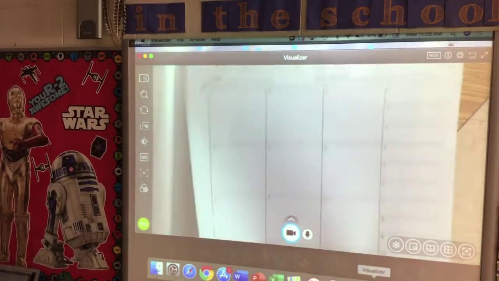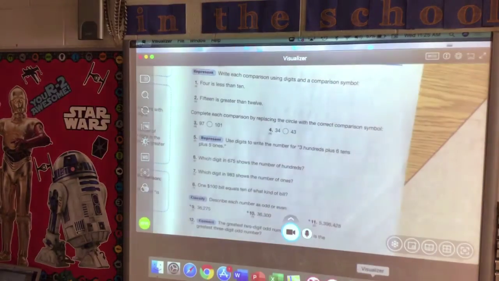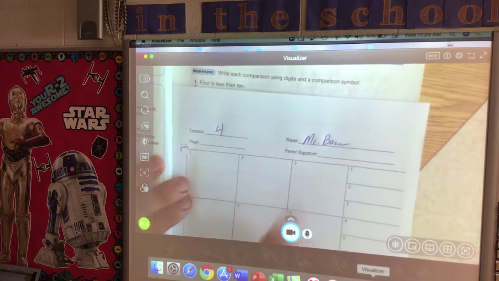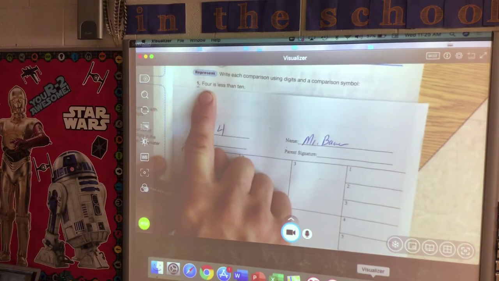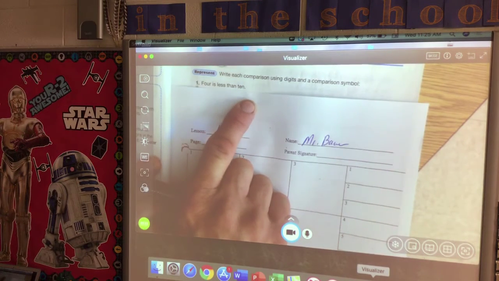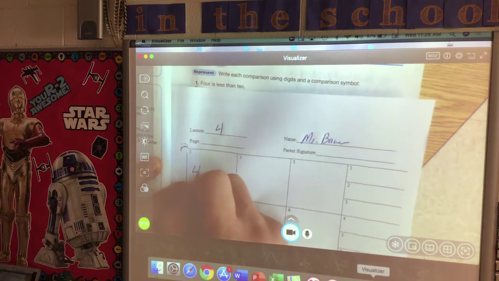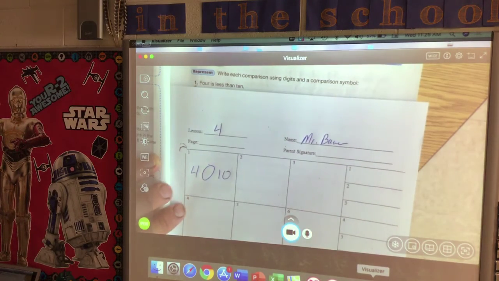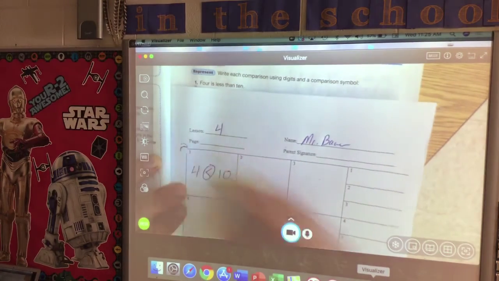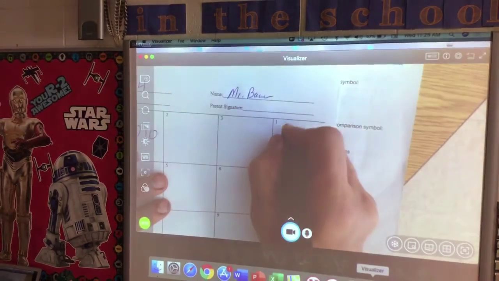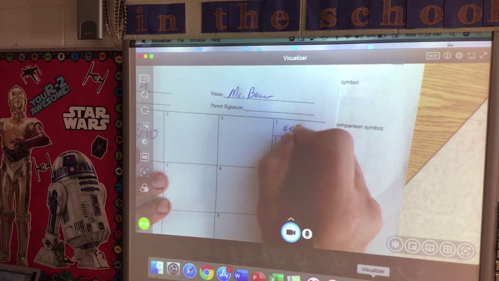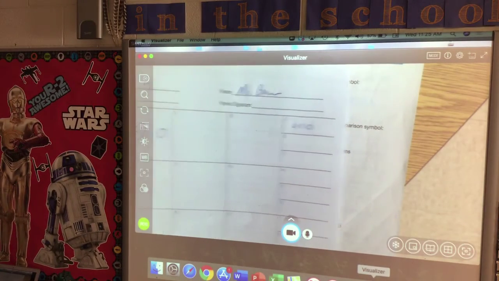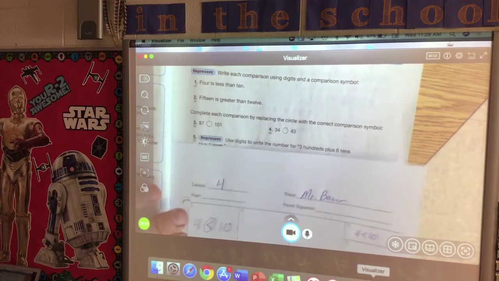The first one that I'd like to tackle with you is number 1. 4 is less than 10. Remember we worked on this in class today. We're going to read it twice. 4 is less than 10. 4 compared to 10. I like to put that big circle in the middle like Mr. Saxon does. 4 is less than 10. Notice how nice and neat I write in my answer space. Okay, so that was one from today's lesson.